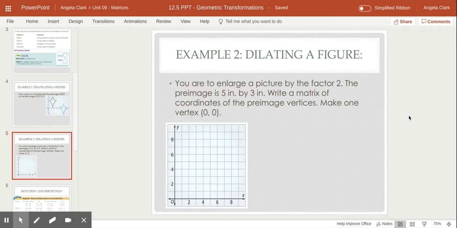This example is dilating. So we're going to dilate a shape using matrices. Dilating again is making it bigger or smaller. In this case, we're asked to enlarge a picture by a factor of 2. The preimage is 3 inches by 5 inches. So we're not told where on this graph that is. We're just told that it's, oh wait, the last sentence does say that, doesn't it? Never mind. We're given the dimensions and we're going to use that. We're also told that one of the vertices is 0, 0.